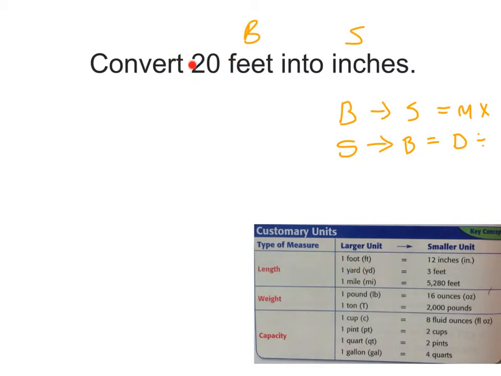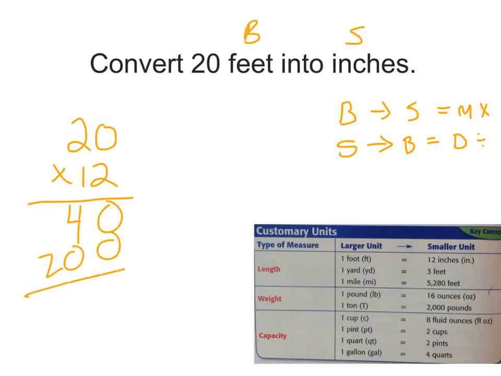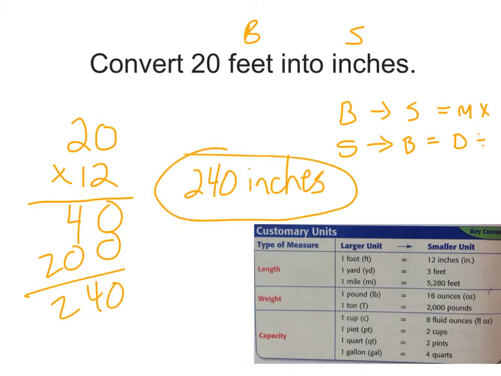So if I had 20 feet, I'm going to need to multiply. I'm going to take 20 times 12. So for every 1 foot, there's 12 inches. Okay, so I have 20 feet. So I'm going to need 20 groups of 12. That's what multiplying is, it's groups of. So now I multiply this out, okay, and I get 240. So my answer is 240 inches. So this means that in 20 feet there are 240 inches.